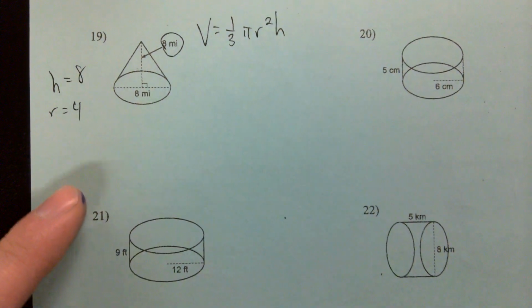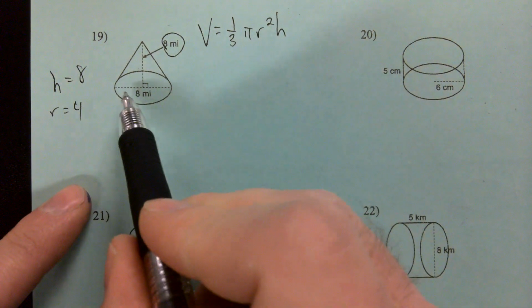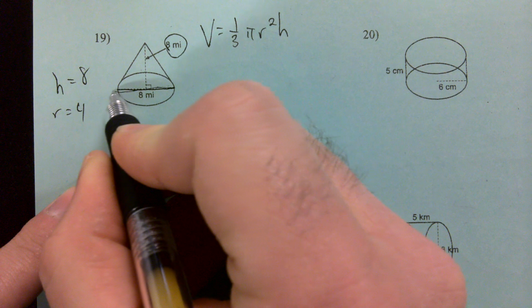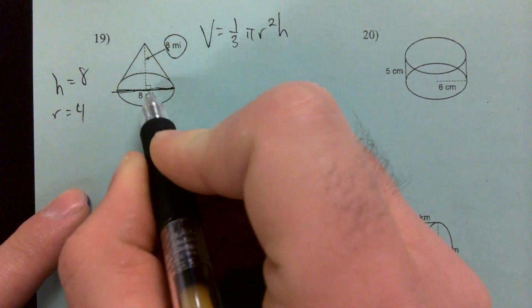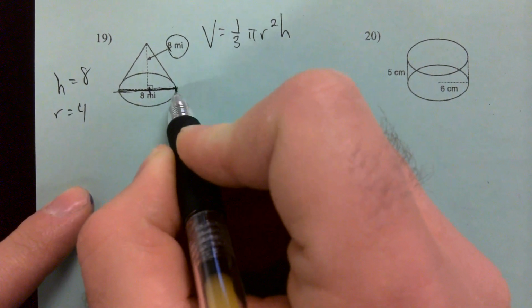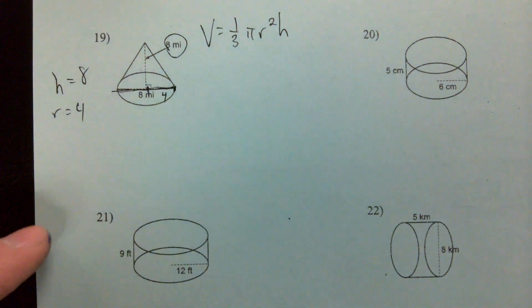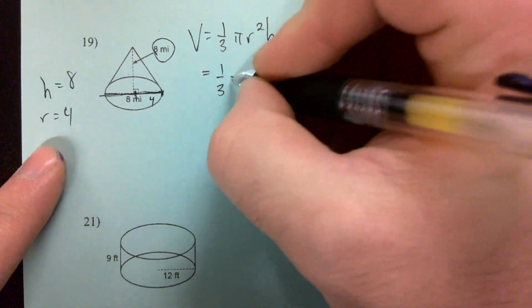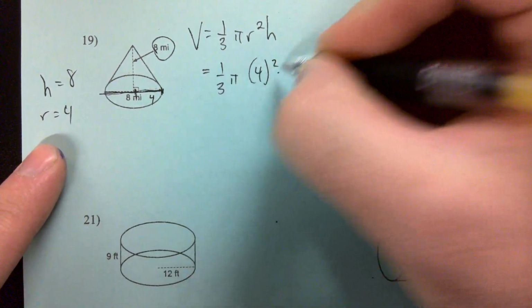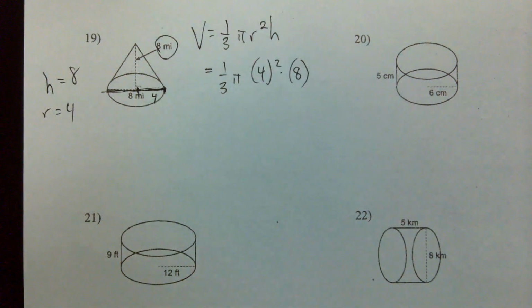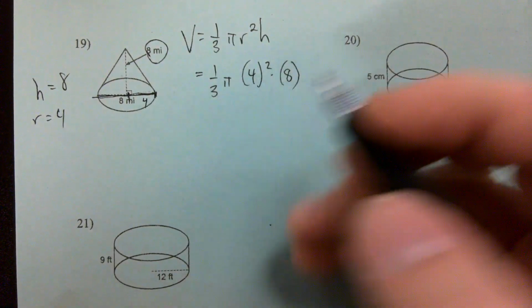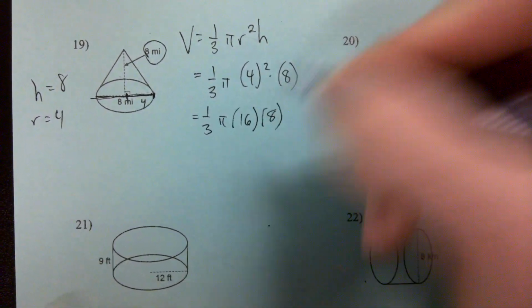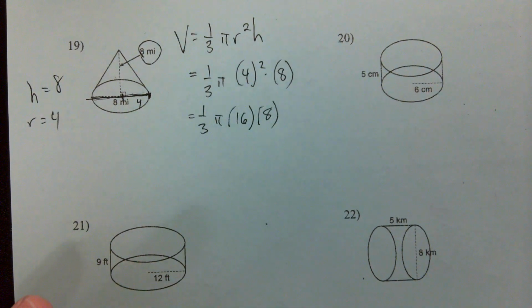Because it's half of 8. Yeah, we see this full dotted line is 8 miles long. The radius is going to be half of that, which would be 4 miles long. So when we go to plug in r, we're going to make sure we're plugging in 4. And for h, we're going to plug in 8. So 4 squared is 16. 16 times 8 is 128.